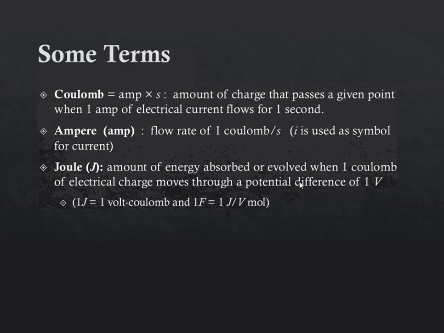You've seen these on your AP data chart, but we're going to give some definition to them. A coulomb is an amp second. It's the amount of charge that passes a given point when 1 amp of electrical current flows for 1 second. And that's a value that would usually be given to us in amps. An amp is a flow rate of 1 coulomb per second, 1 amp, okay? And we'll use the symbol I for current, and that's what amperage is. A joule is the amount of energy absorbed or evolved when 1 coulomb of electrical charge moves through a potential difference of 1 volt. So 1 joule is 1 volt coulomb, and 1 Faraday is 1 joule per volt mole. And we'll make sense of all these when we actually apply them here in a few minutes.